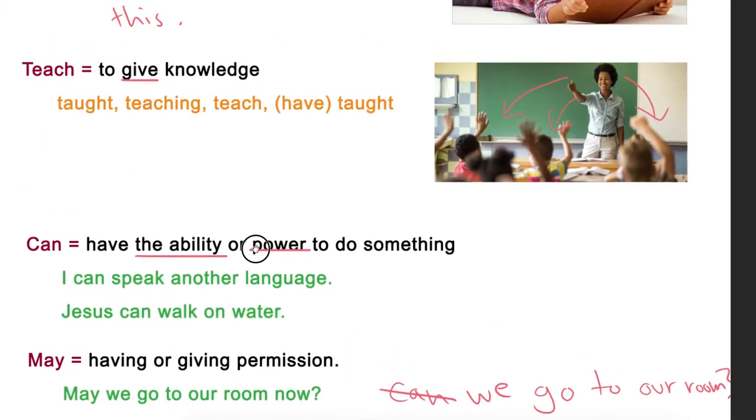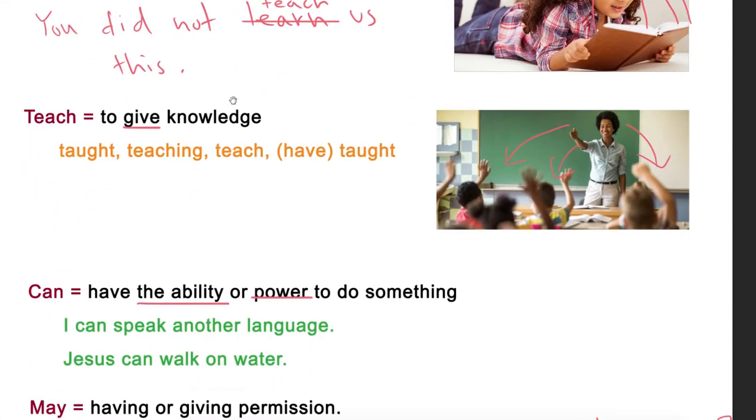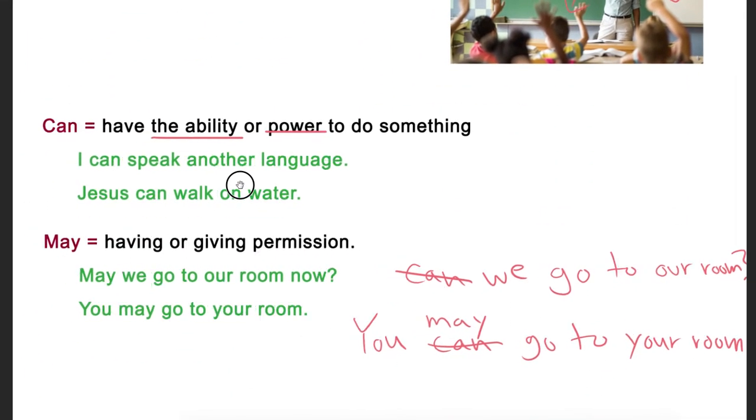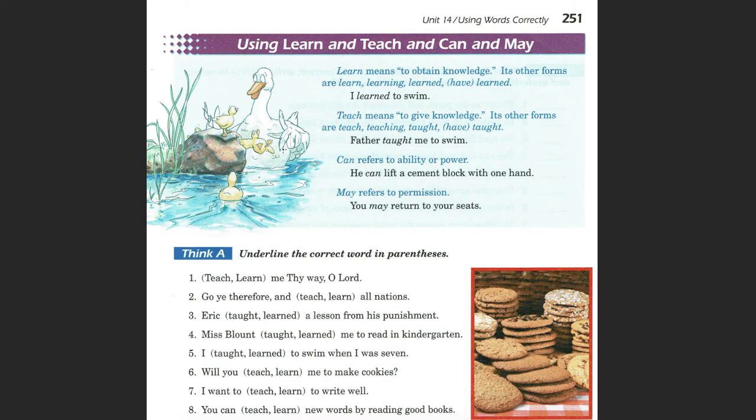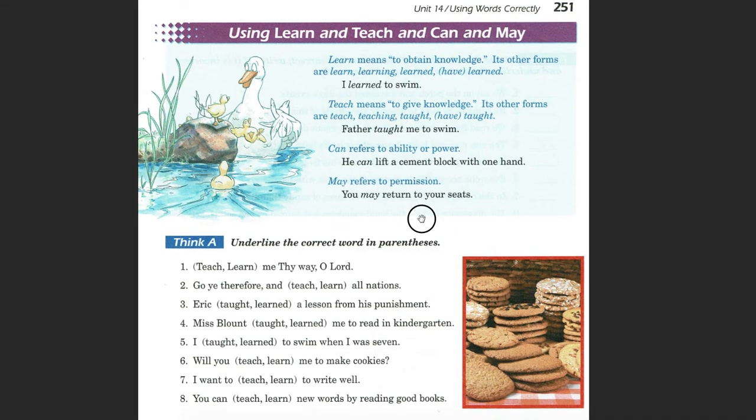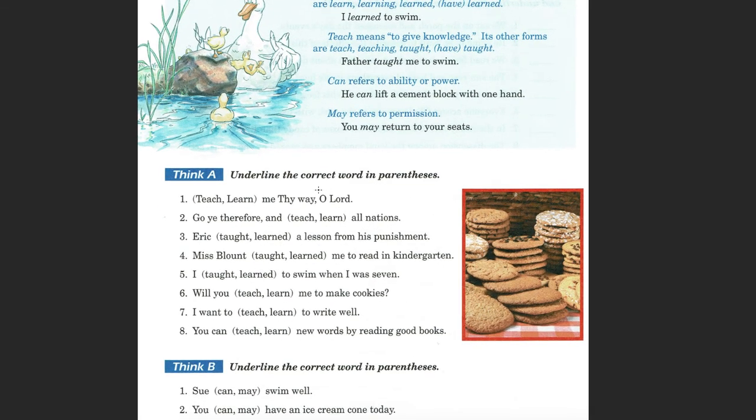All right, that's probably more detailed than you guys want, but just to make sure you guys are learning this. All right, think A. Let's go over our worksheets. Underline the correct word in parentheses. So underline the correct word in parentheses.